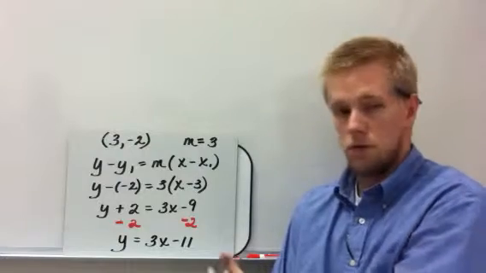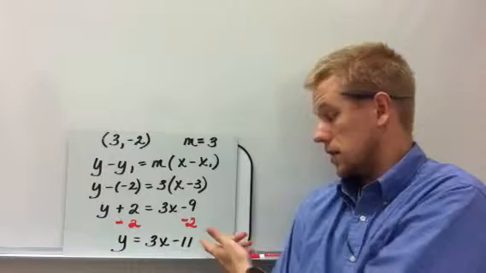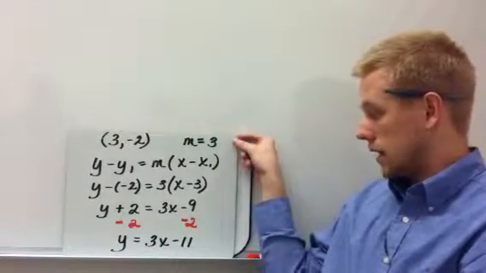That is the slope-intercept form now. We've changed it from point slope to slope-intercept form. So you could easily graph that line. So that is our second example.